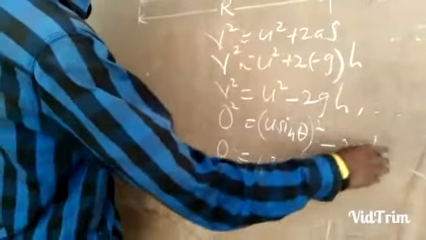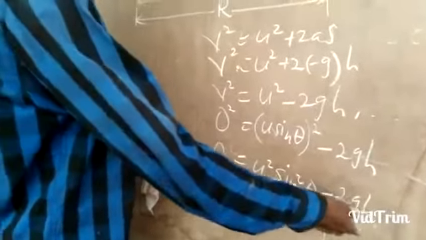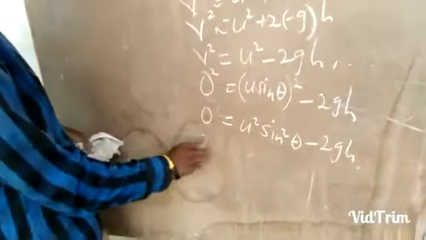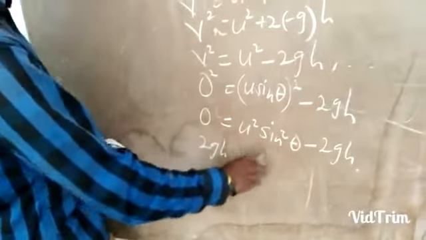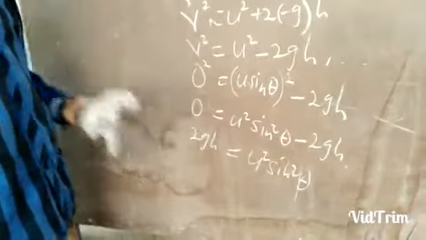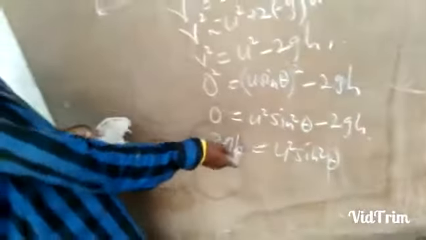Minus 2gh. Now when you want to make minus 2gh positive, you transfer it to the left. When minus 2gh crosses here, it becomes positive 2gh. And that is equal to u squared sine squared theta. But what we are interested in is to find h, the maximum height.